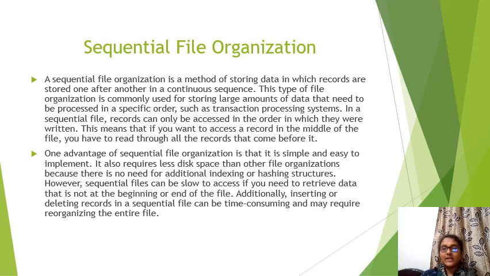Now let us see about what is sequential file organization. A sequential file organization is a method of storing data in which records are stored one after another in a continuous sequence. This type of file organization is commonly used for storing large amounts of data that need to be processed in a specific order, such as transaction processing systems. In a sequential file, records can only be accessed in the order in which they were written. This means that if you want to access a record in the middle of the file, you have to read through all the records that come before it.